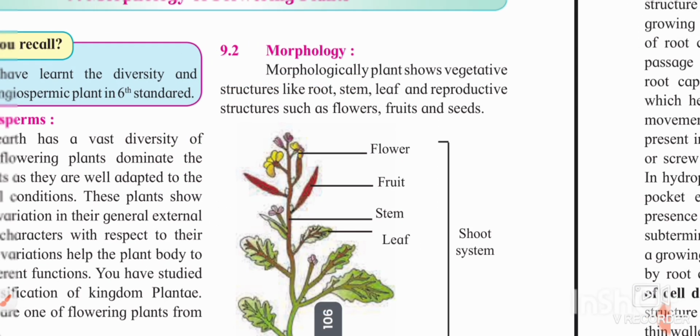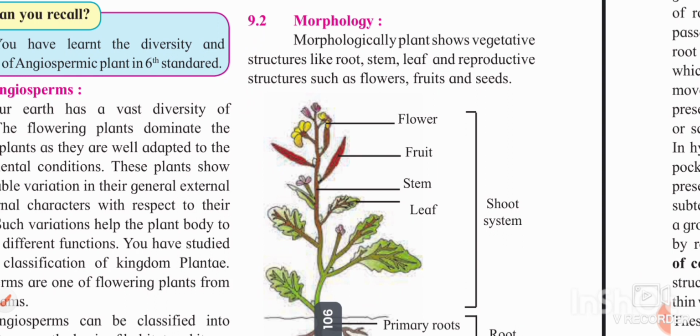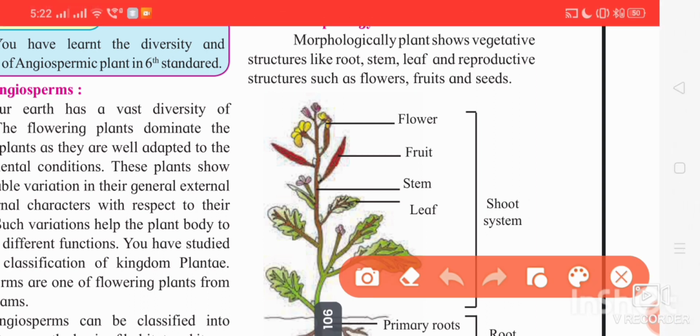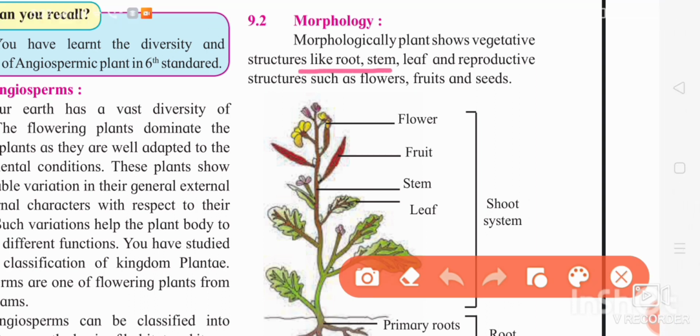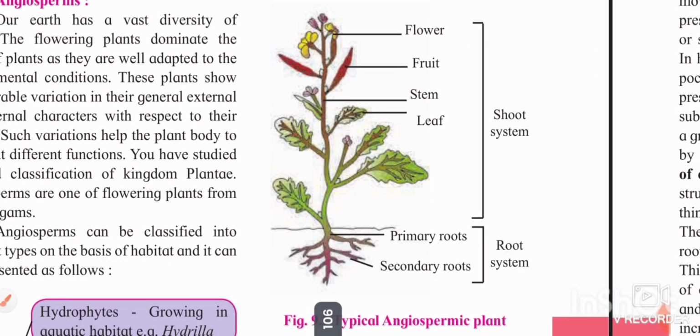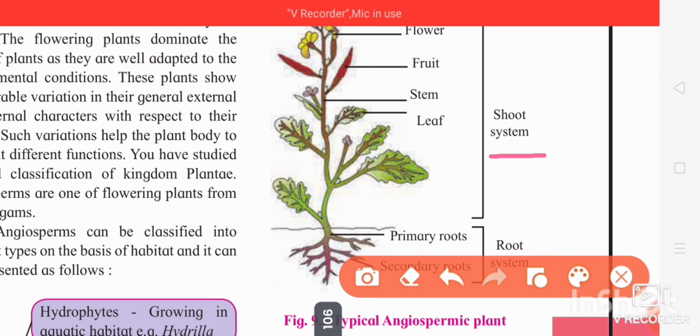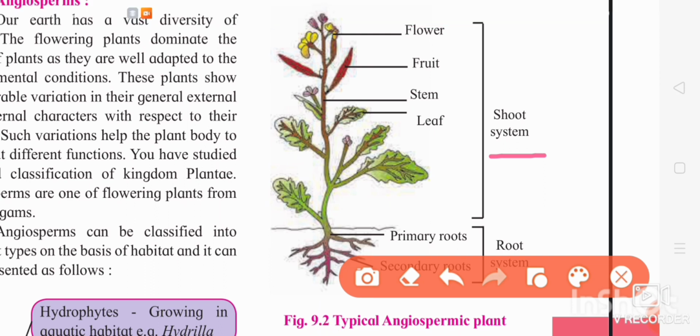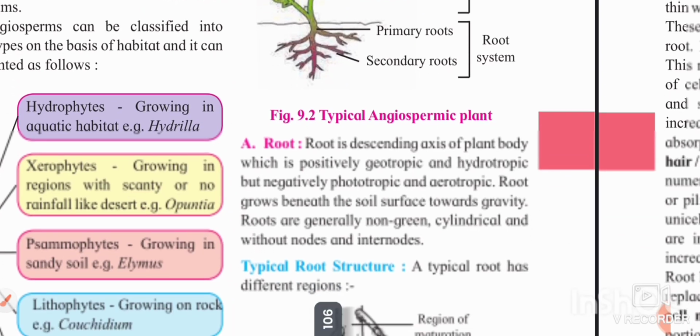When we say morphology, मतलब होता है हम जब उसकी external structure की study करते हैं. So when we say morphology, the plant shows vegetative structures such as root, stem, leaf, and reproductive structures such as flower, fruits and seed. In plants we can see there is a shoot system and the root system. So we will be studying about flower, fruit, stem, leaf and the roots. Okay, starting with the root.